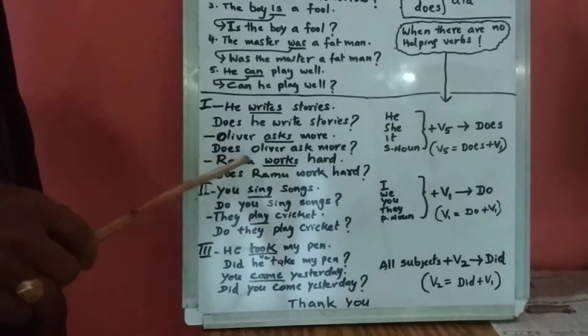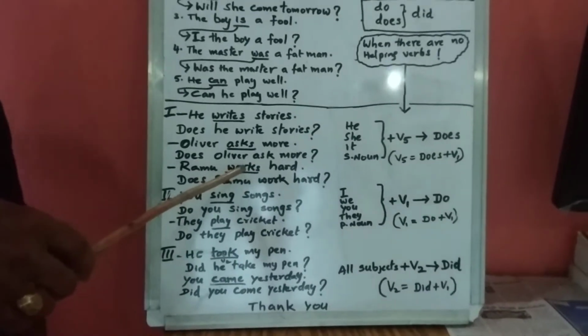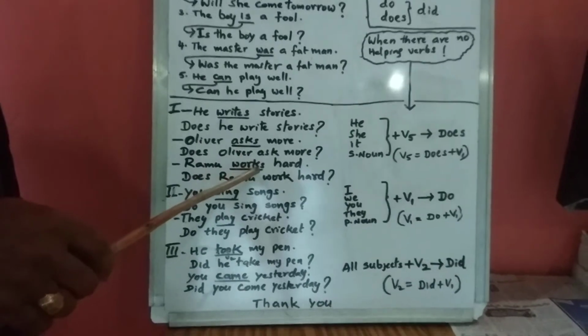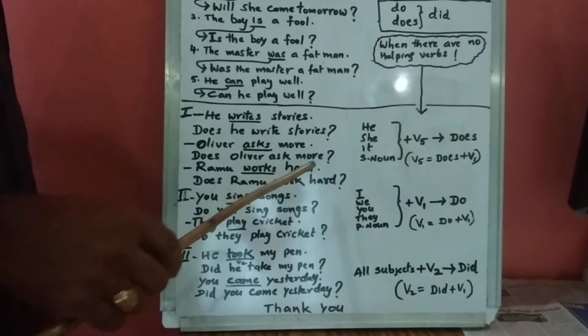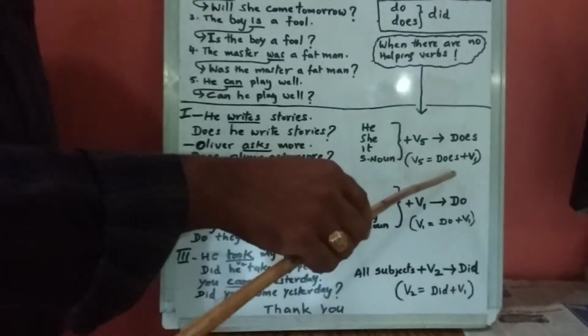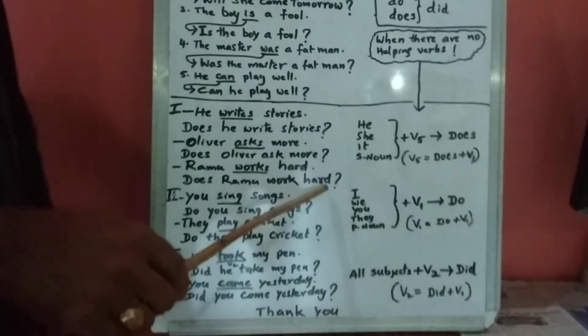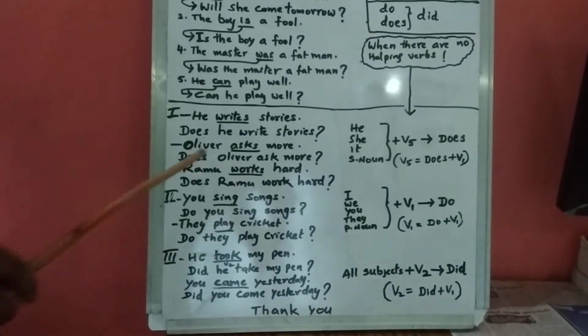Next one, Ramu works hard. Here the main verb is there, no helping verb. Here verb 5 is here. So whenever you see verb 5 with a third person singular subject, use does. Does plus V1 only. So, does Ramu work hard? So this is for third person singular.